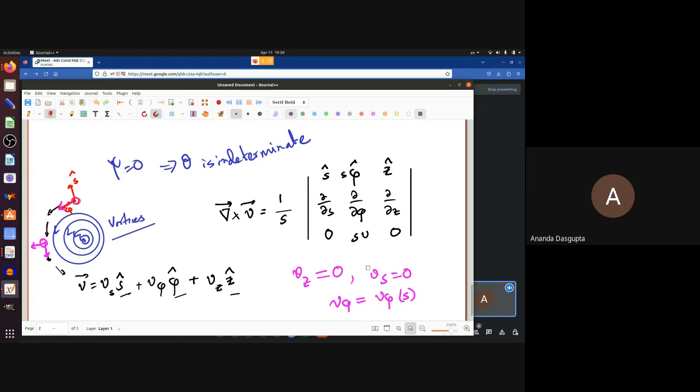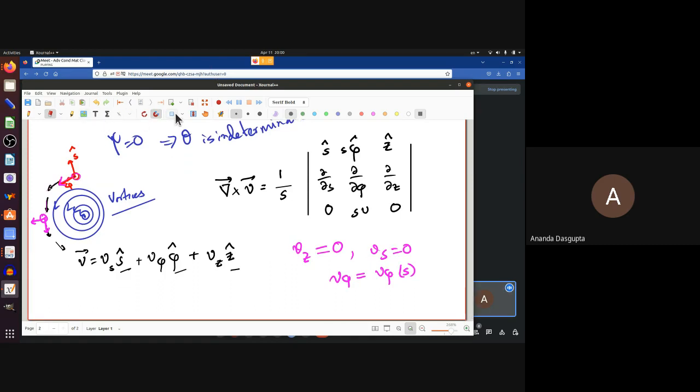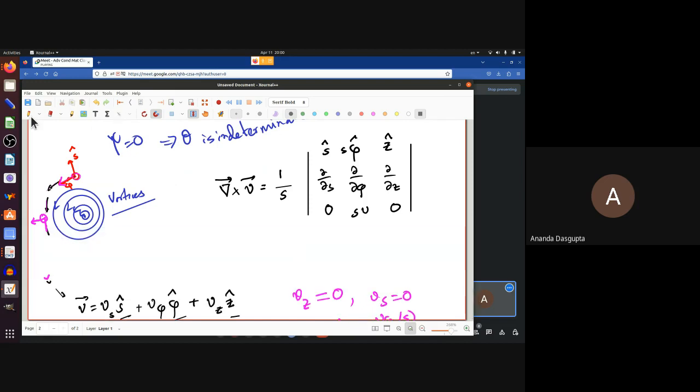So when you calculate this curl, which term will be the only contribution to the curl? The z component. And what will that be? 1 by S, del del S of S V phi. But V phi is just V, because the entire velocity is along the phi direction. Now, remember, curl of V is 0. So what does this tell me about this small V? Curl of V equals zero under this geometry becomes 1 by S, z hat, del del S of S V equals zero.